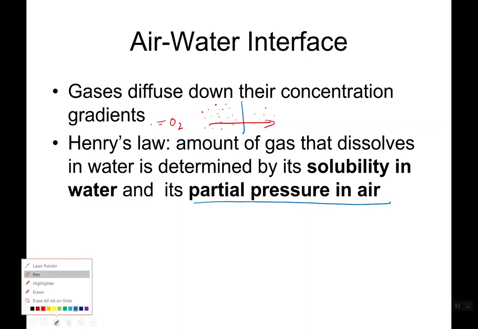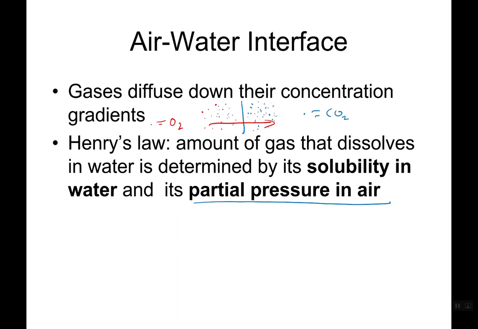So let's see what happens if I have two opposing gradients. Now let's say that blue dots equal carbon dioxide. The blue dots are going to go from where they're most concentrated to less. So even though you might even have equal numbers of gas molecules in total on each side, because of the driving force of partial pressures, this is going to diffuse this way and this is going to diffuse this way.